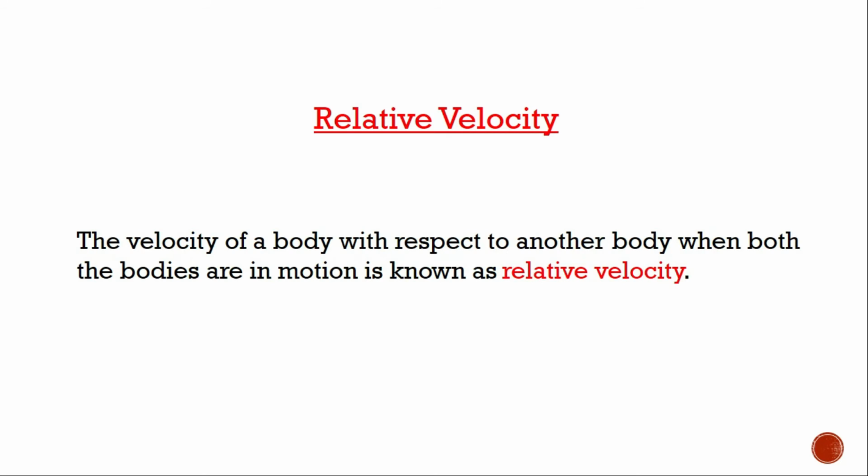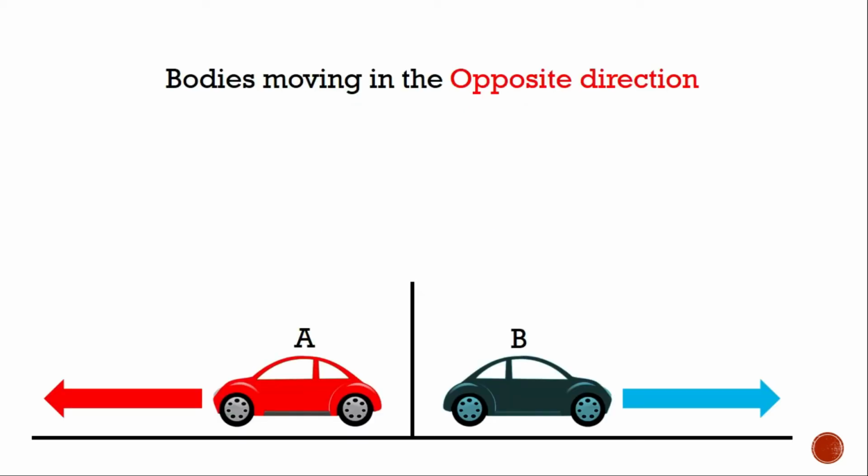The velocity of a body with respect to another body when both the bodies are in motion is known as the relative velocity. Or simply, relative velocity of a moving body is its velocity with respect to a body which is itself in motion. So, the relative velocity of a body with respect to a body moving in the other direction is given by velocity of A with respect to B is velocity of A plus velocity of B, and velocity of B with respect to A is velocity of B plus velocity of A.